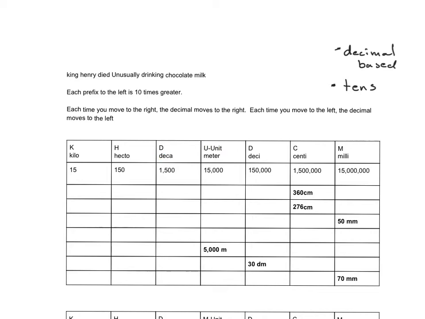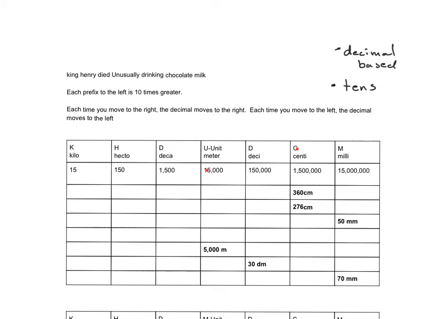Unusually is a unit. In this case, we have meters, but they could be liters or grams. And then drinking is for deci. Chocolate is for centi. And milk is for milli. Once you have the order of these lined up the correct way, this gets really easy.